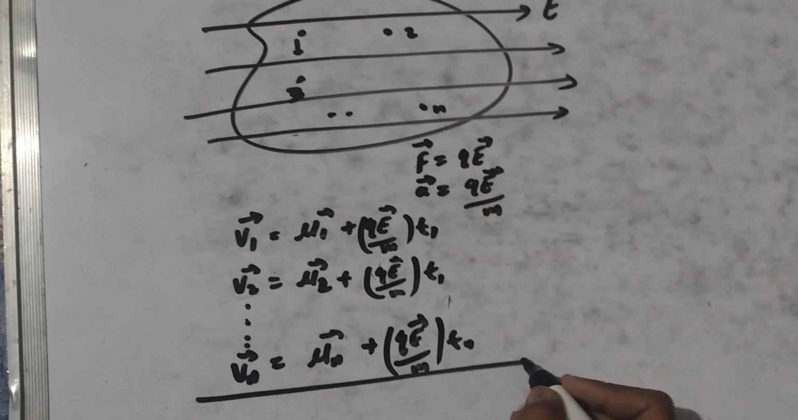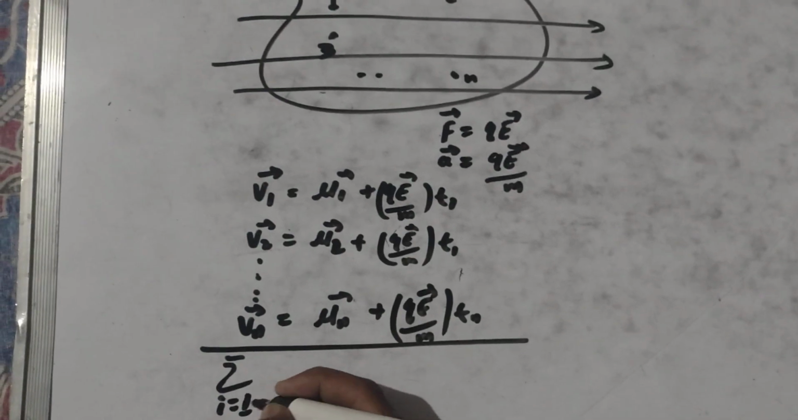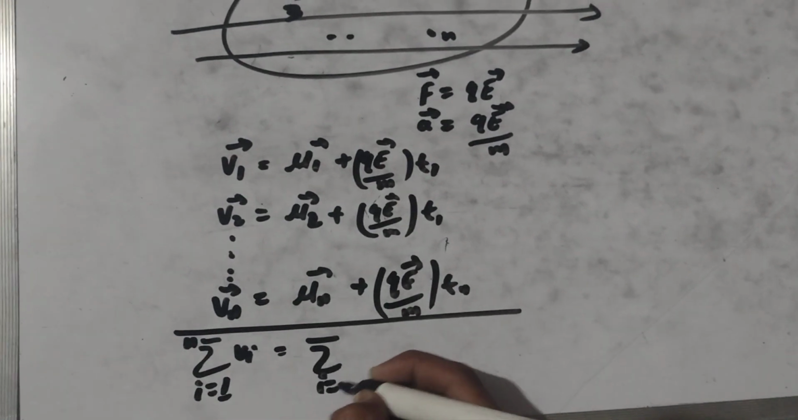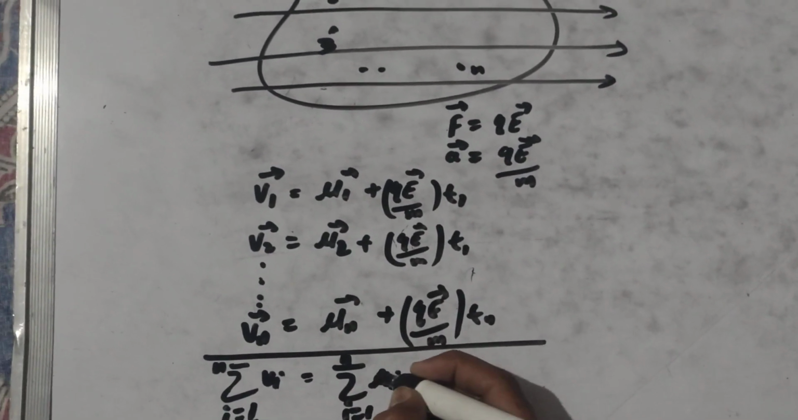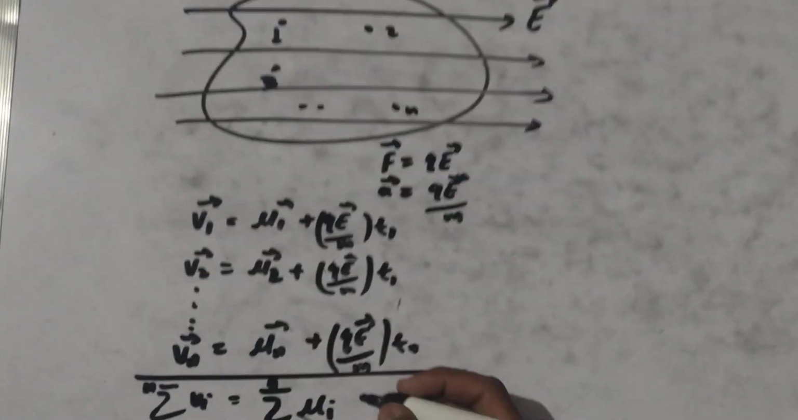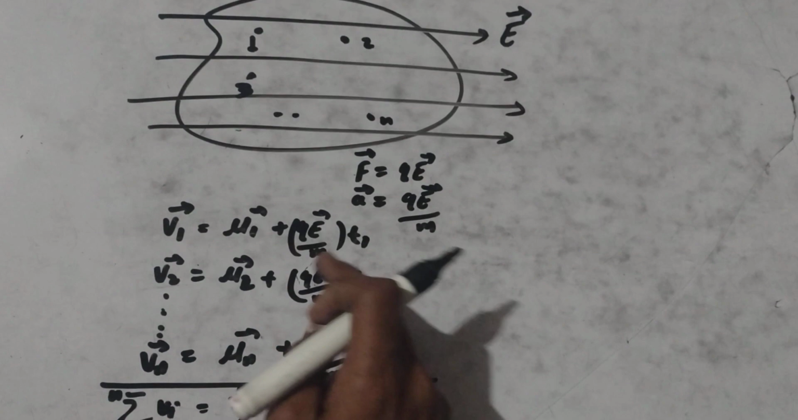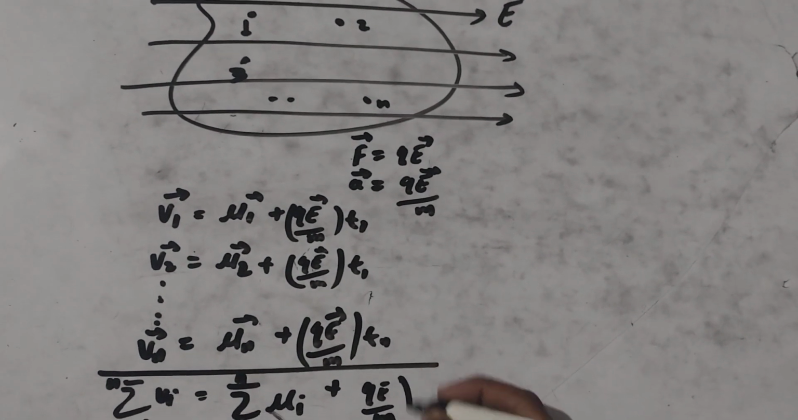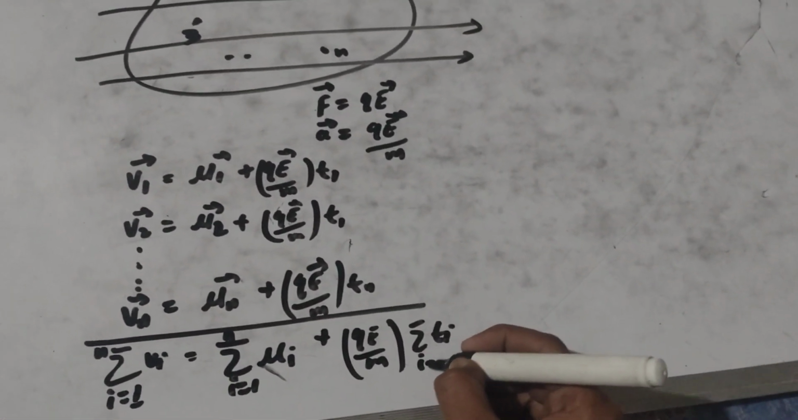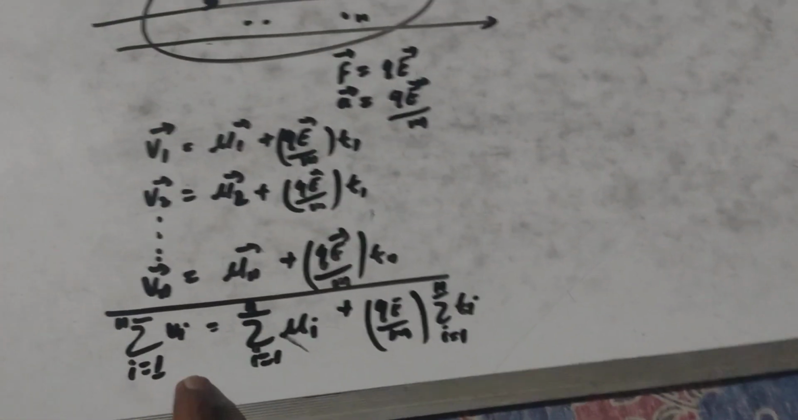Now we are adding all of these. So from i equals 1 to n, the summation of Vi equals the summation of Ui plus QE by m, which is taken common from all because it is a constant term and appears in every term, times the summation of Ti, i equals 1 to n.